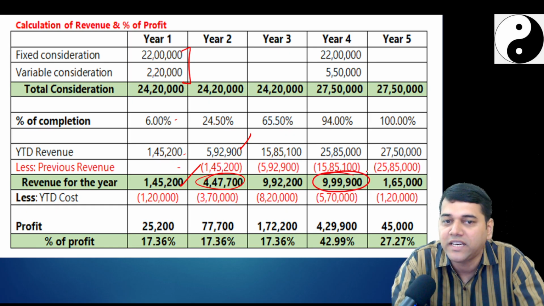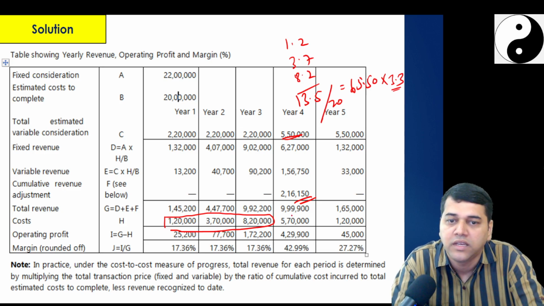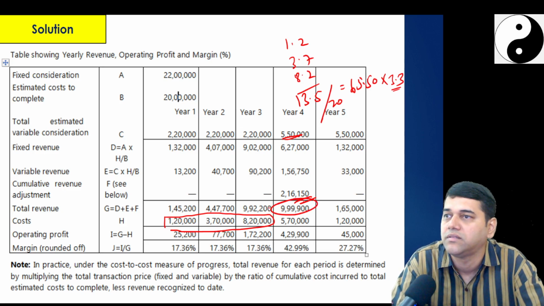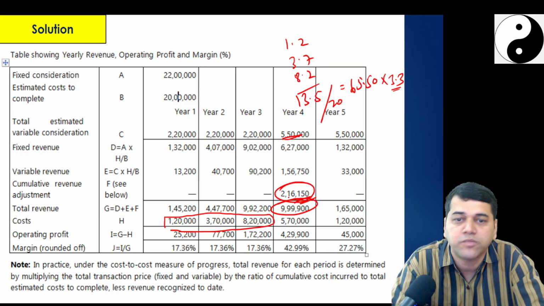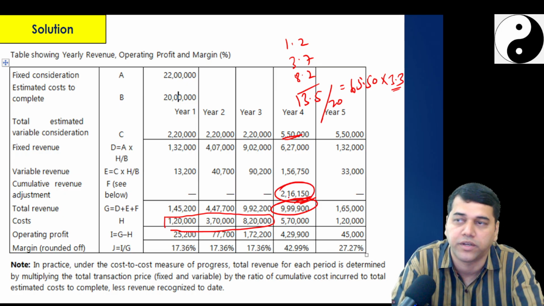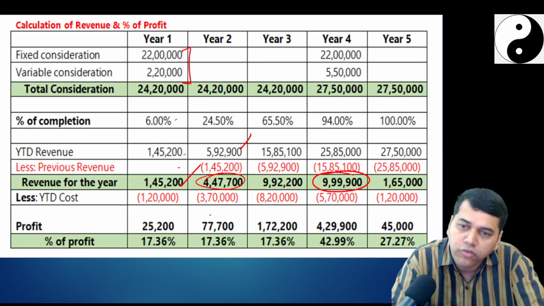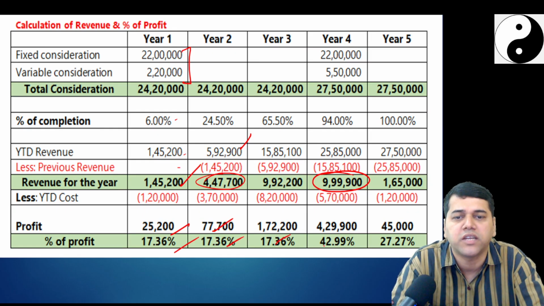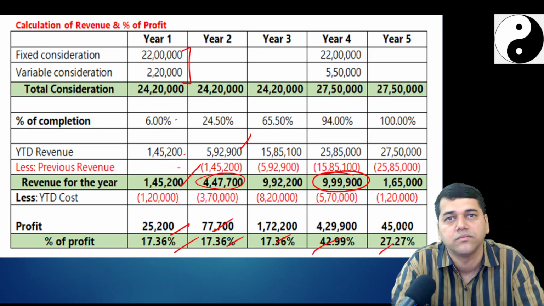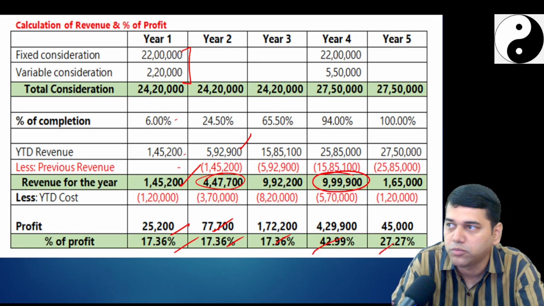If you see 9,99,900, if I go to the ICM method, 9,99,900. But in YTD, this adjustment is not going to happen. It is already incorporated. Then I have also got the profits, the margins. Okay, you can practice. You understood both the ways, right?